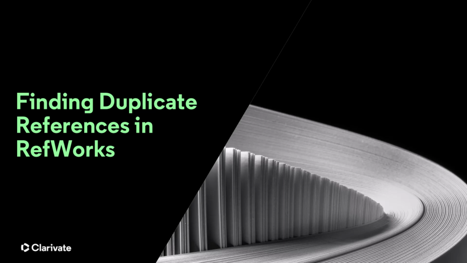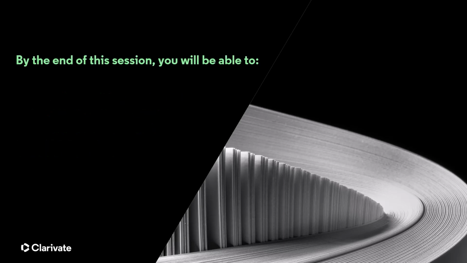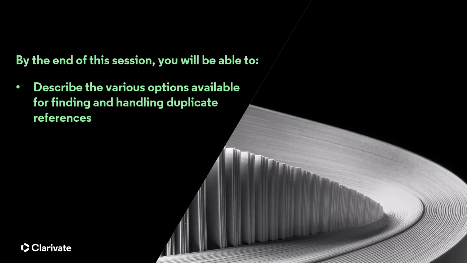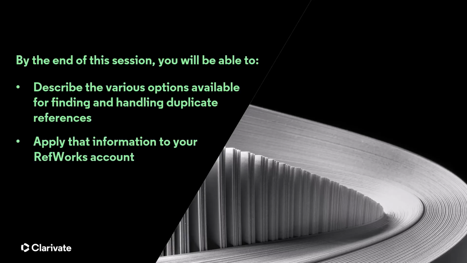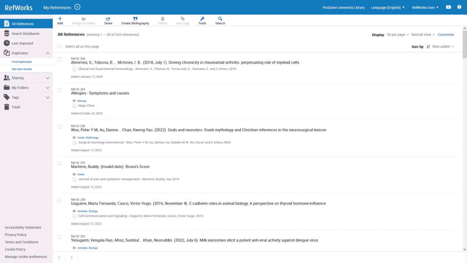Before we begin, let's take a look at our session objectives. By the end of this session, you'll be able to describe the various options for finding and handling duplicate references in RefWorks and apply that information to your RefWorks account. You can search for duplicates in an entire project or a specific folder or subfolder. Let's start by looking at the process for finding duplicates in an entire project.